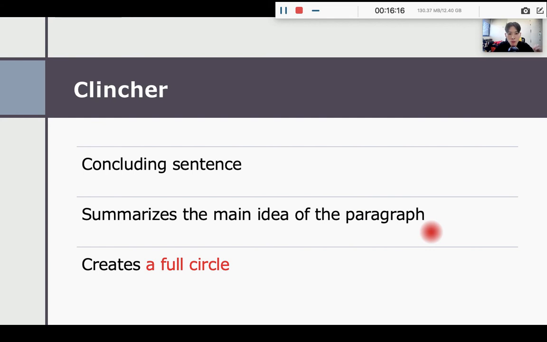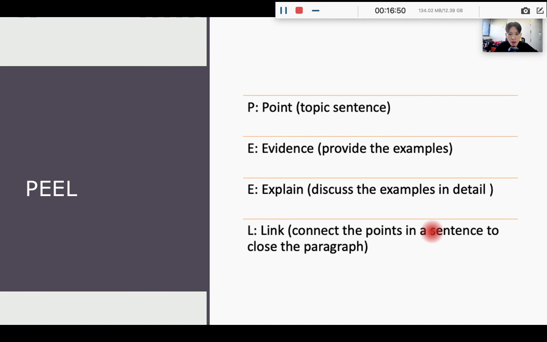Okay? Which means you use another way to say your topic sentence again, so that the entire paragraph starts from the introduction of the topic, and then some examples of the topic, and then finally a restatement about that topic. So it's like a full circle. Okay, so we are done talking about a complete paragraph. Now, let's teach you how to develop a complete paragraph yourself.